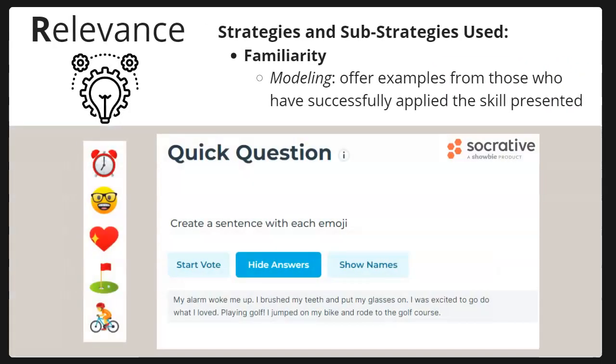The second part is relevance. I would make the instruction relevant by using concrete examples that learners can relate to. Use techniques such as modeling and needs matching. In my workshop, I would begin, of course, by capturing their attention with the Random Emoji Power Paragraph, and then I would share real examples students have created in my classroom. To show relevance to participants, I would use the sub strategies and strategies of familiarity and modeling. By sharing examples from others who have successfully applied the knowledge or skill presented, this motivates learners to see the course as useful and helps them towards their personal success story.